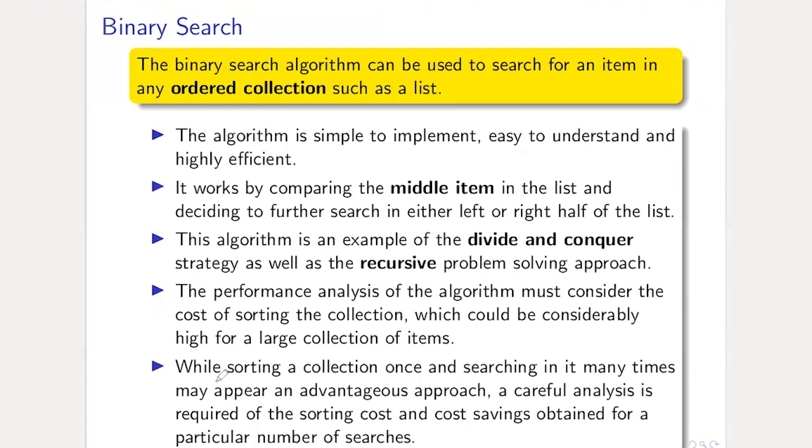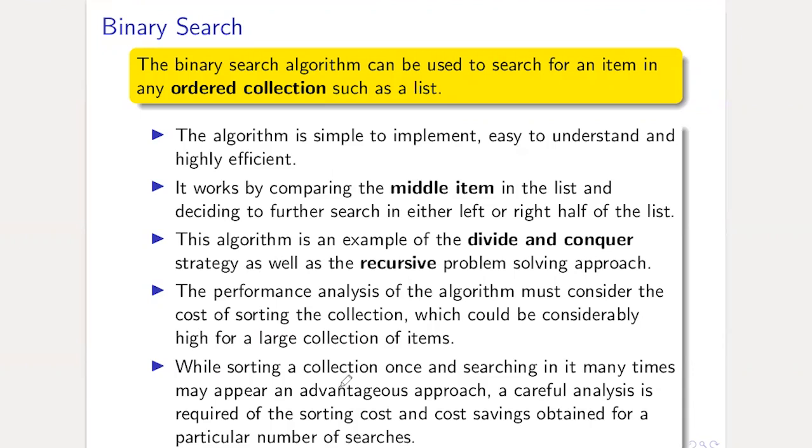And the idea here is, of course, even if you have a large collection, if you are performing multiple searches in that, the sorting cost is only a one-time cost. Okay, so it's a one-time cost, sorting cost. So then again, it may be worthwhile to sort and then use an efficient searching technique like binary search.